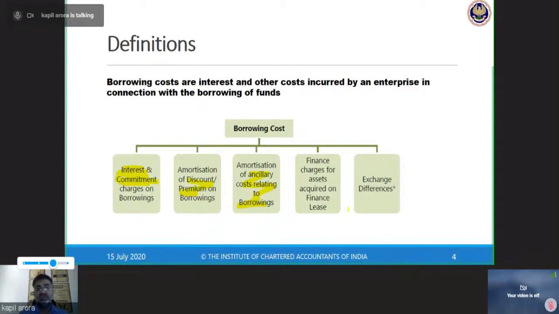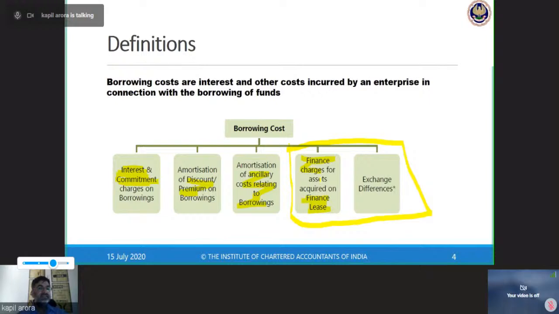These two, the rest of these two, you might not be knowing yet, right? If there is a lease and the lease becomes a finance lease, like a hire purchase, when the lease asset is taken on lease and the asset is treated as my asset, I charge interest on that. So that interest, when the asset becomes my asset, will also be considered as borrowing cost. And at last, exchange difference.